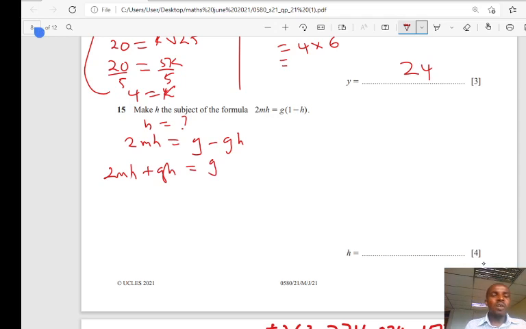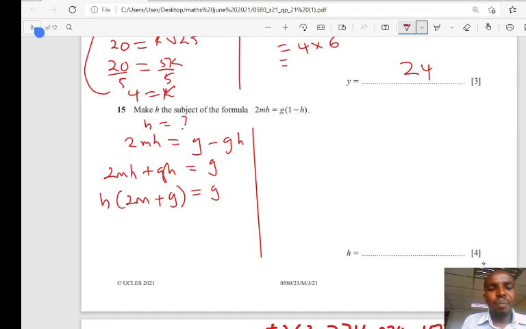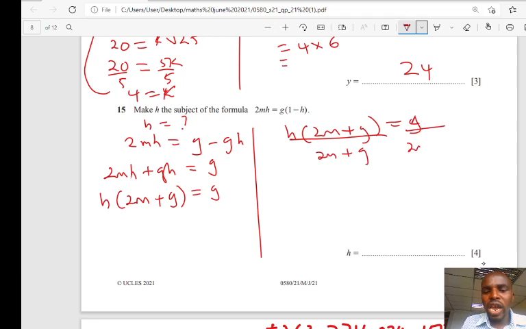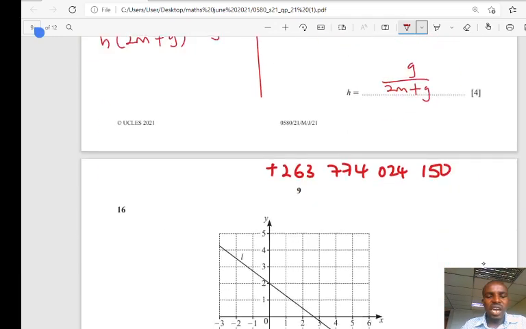After that, there is a common factor h on the left side. We must be left with only one h. What are you supposed to do here? Factor out h. Then 2m plus g is equal to g. Now, let me rewrite it step by step. h(2m plus g) is equal to g. Now divide by 2m plus g. Divide by 2m plus g. This one will cancel out. We'll be left with h is equal to g over 2m plus g. Done. 4 marks. These are free marks.